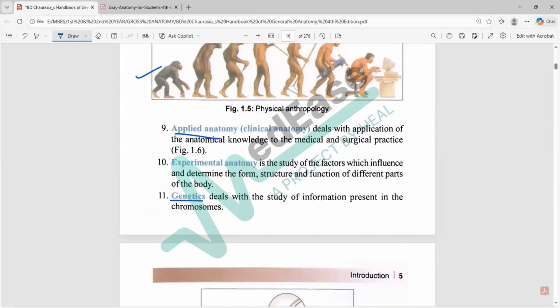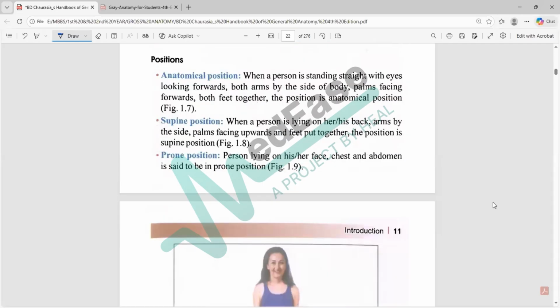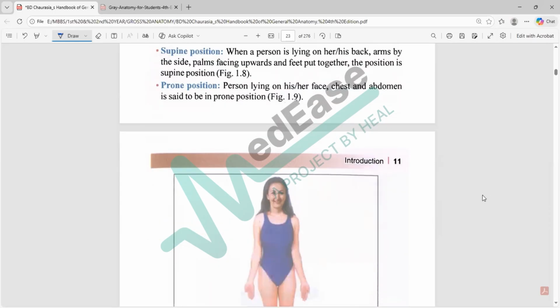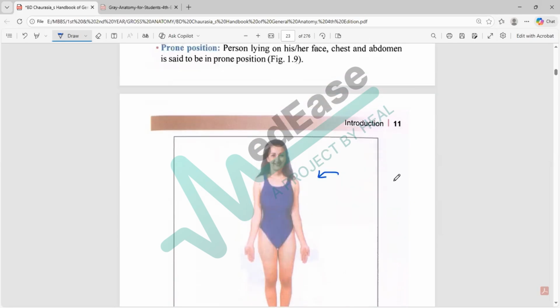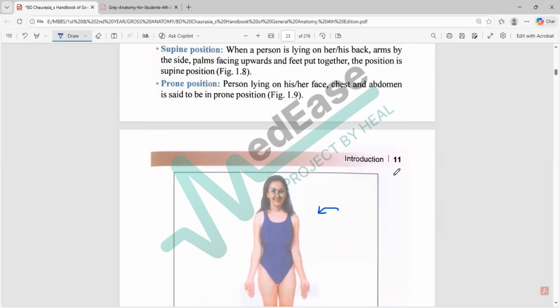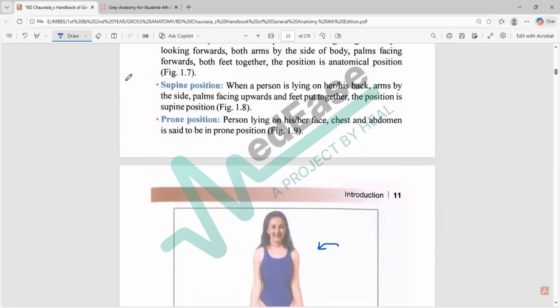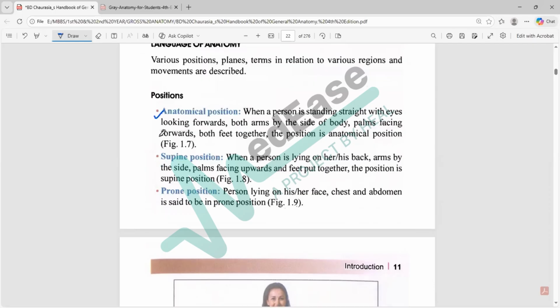Now moving to the next part, we have the positions. When we talk about position, we need to remember that there are 3 to 4 main important positions. The first is the anatomical position. Here you can see our person in the anatomical position. What is involved in the anatomical position? The person will be standing erect with the head and neck erect, looking forward, with the hands lying side by side with the palms facing anteriorly. The feet are placed close together. You can mainly appreciate it from here.